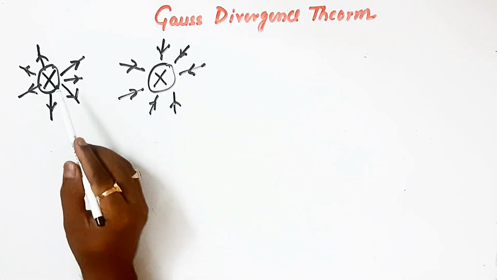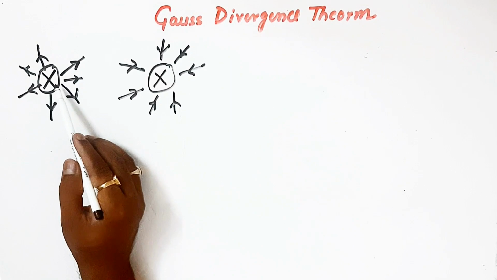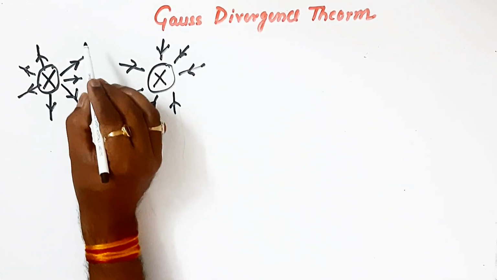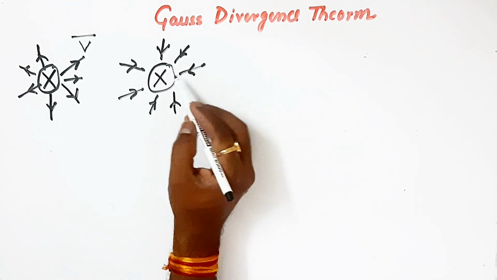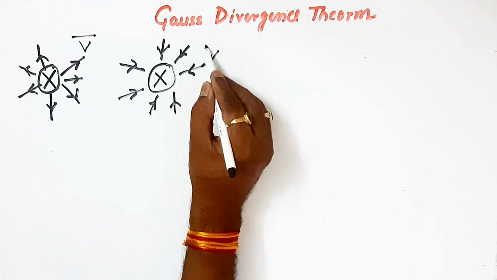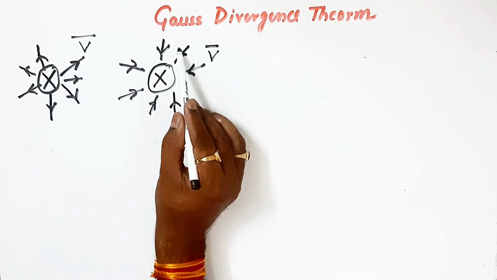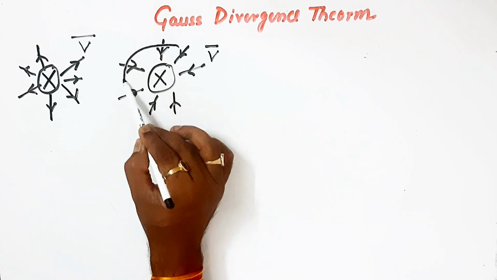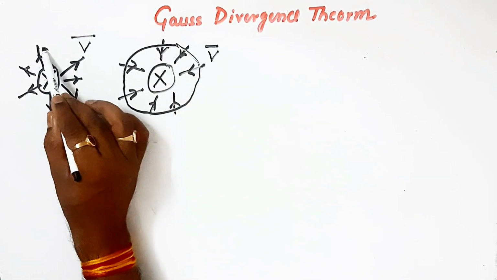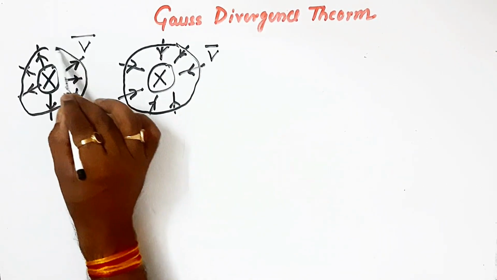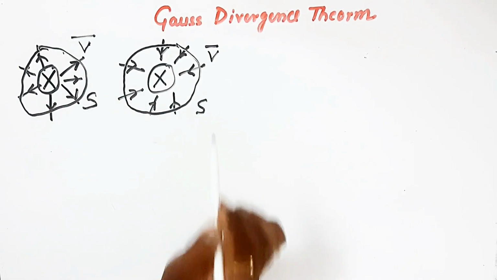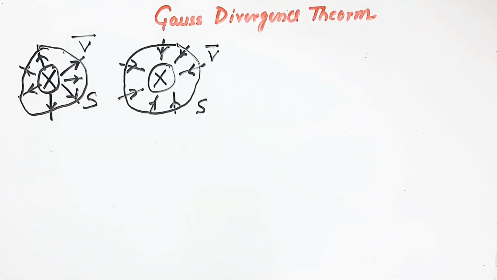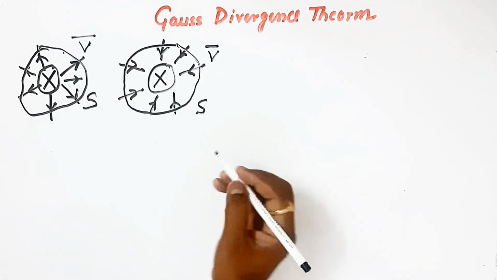This theorem tells that if any source X is radiating some vector field outside, or some vector field V is diverging outside the source X, or it is converging towards the source X, in both cases the flux of this field around a closed surface, like it is here and here also you can consider some closed surface, the flux of this field around this closed surface S is proportional to the source. Now you see what the flux is.